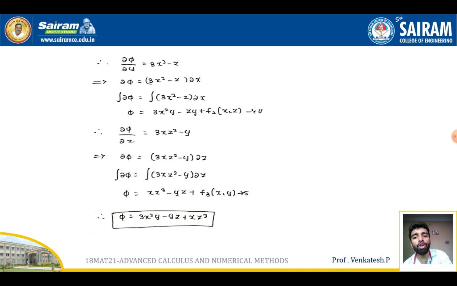From the k coefficient, I'll be getting dou phi by dou z = 3xz^2 - y. On integrating this with respect to z, treating x and y as constants, I'll be getting phi = xz^3 - yz + f3(x, y). Call this equation number 5. Same thing here also to find the constants. To find f1, choose a function which contains only y and z variables from f2 and f3. To find f2, choose a function having only x and z variables from equations 3 and 5. To find f3 of x, y, choose a function having only x and y variables from equations 3 and 4.